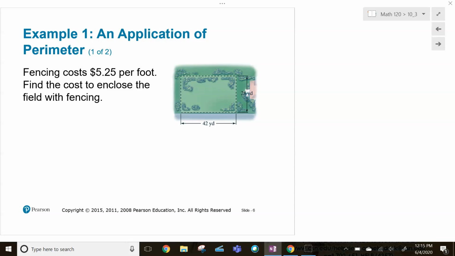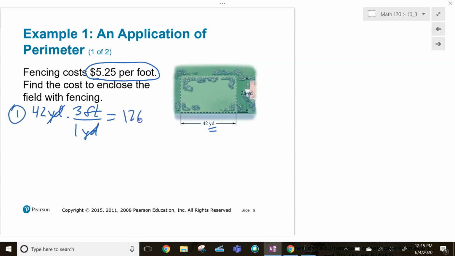Now notice they're giving us the cost and it's per foot, but if you notice this length here, 42, is in yards. So the first thing we've got to do is convert the 42 yards into feet. And we know there are 3 feet for every 1 yard. So we've got 42 times 3, which ends up being 126 feet. So this is 126 feet.